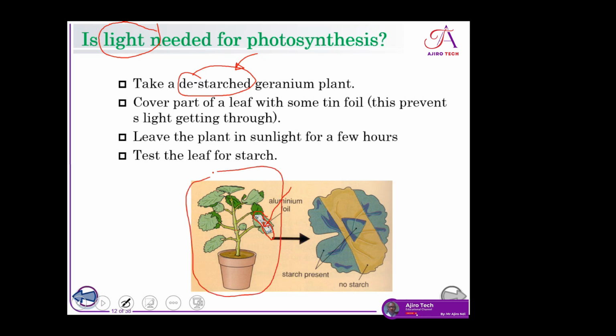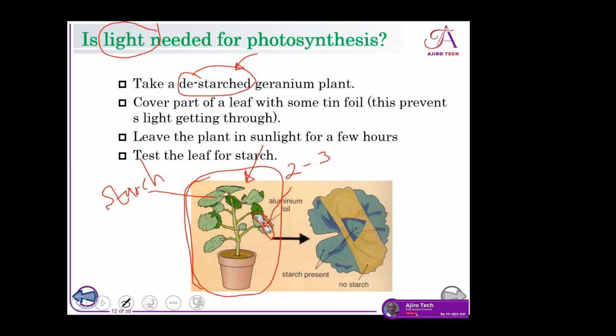So in destarching a plant, all you do is lock up the plant in a dark cupboard or in a dark setting for about 2 to 3 days. Why are you locking up this plant in a dark environment? So that light does not get to the plant, and then the leaves would have used up all the stored starch for respiration. So there is no starch left in the leaf. That's why you lock it up for 2 to 3 days.